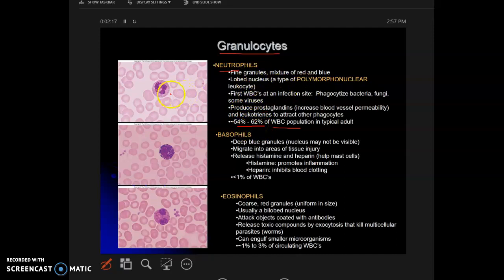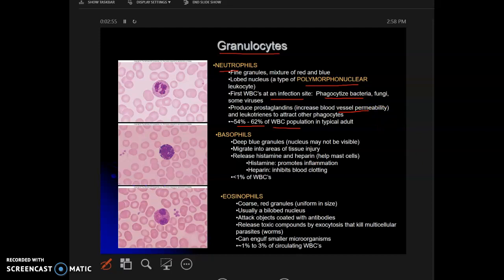So here, how do you recognize this neutrophil? The neutrophil has a polymorphonuclear or multi-lobed nucleus, okay? Many lobes of the nucleus. Now, these are the first at the infection site. And what is their function? Phagocytize bacteria, fungus, virus, as long as the pathogen or the invader is small. They are the ones that will phagocytize it. They also produce prostaglandin, which will increase the blood vessel permeability. I will tell you why.